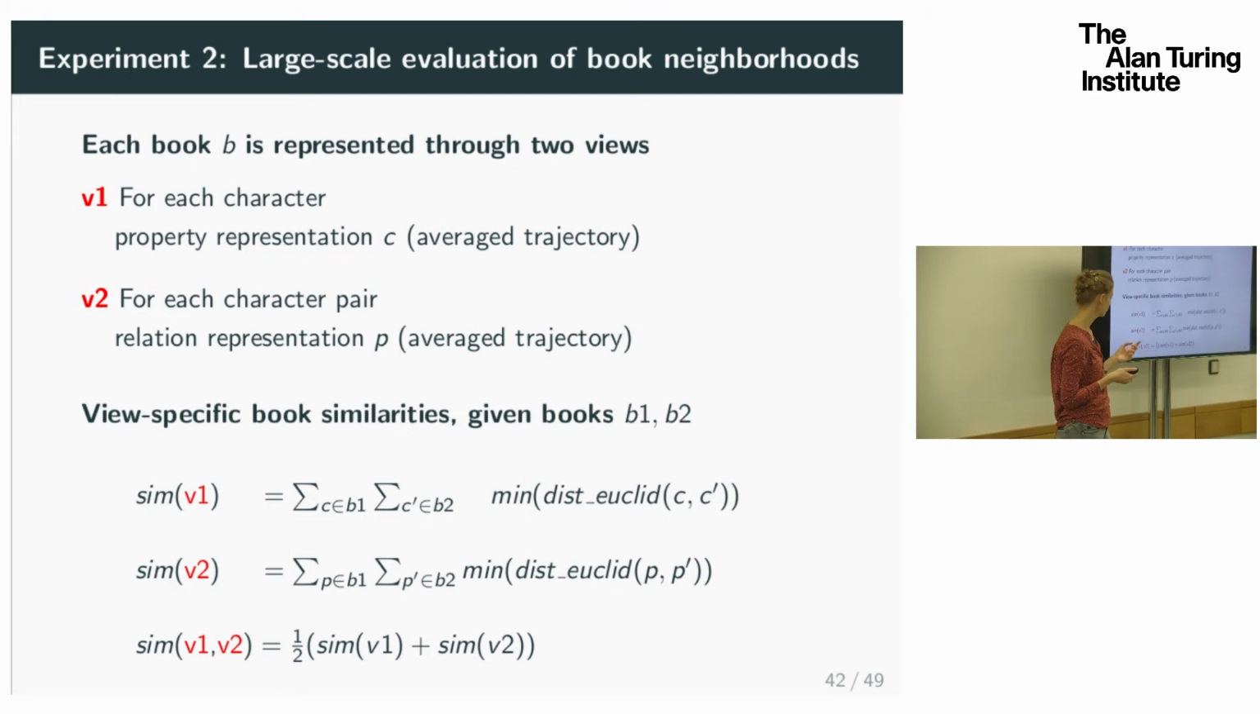In order to compute similarity between two books based on their character pair relations, we look at all the character pairs in book 1, and then find the character pair in book 2 which has the most similar representation to the character pair in book 1, and do that for all the character pairs in book 1, and sum up all the minimal distances. And if we want to compute book similarity based on both these views, we do the two things individually and then just take the average.